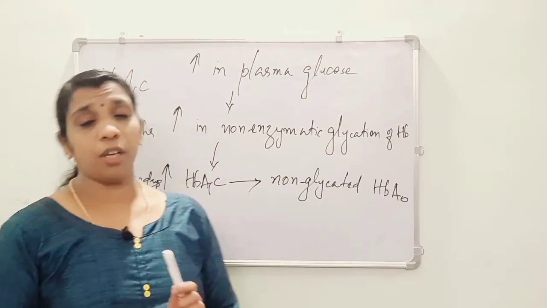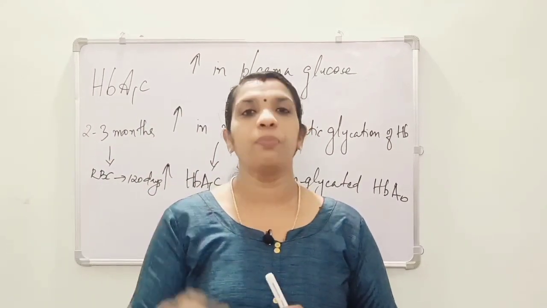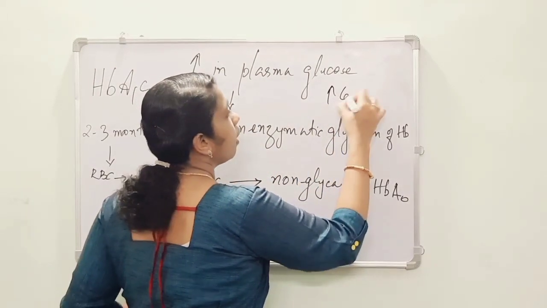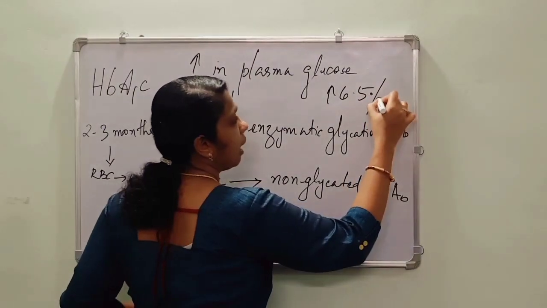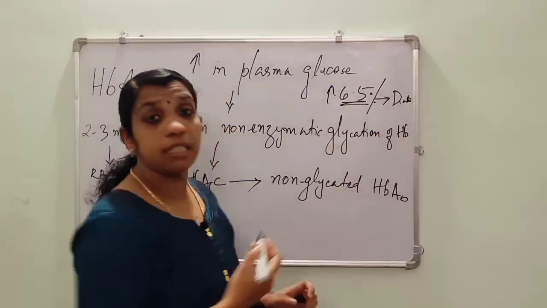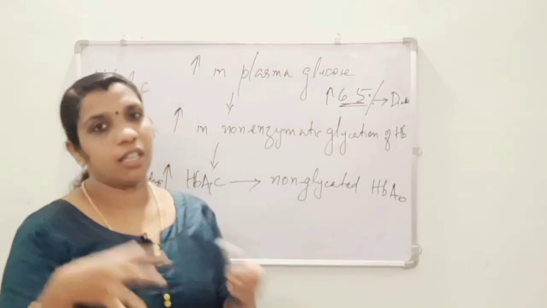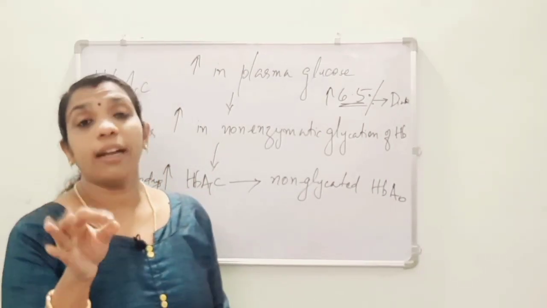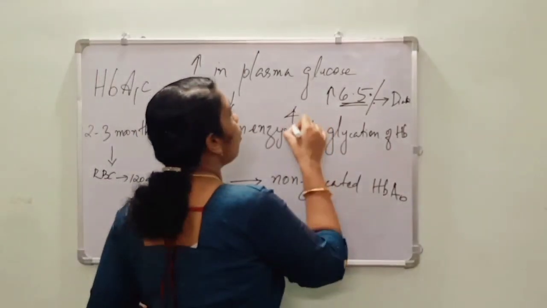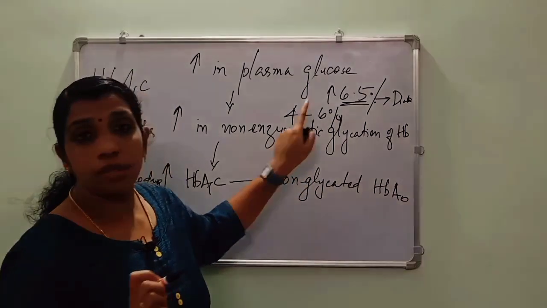So what is the normal level of HbA1c? According to WHO, if the HbA1c is greater than 6.5%, then the patient is diabetic, and 6.5 is considered the cut point to diagnose whether the patient is diabetic or non-diabetic. But according to Davidson, the normal range of HbA1c is 4 to 6%.